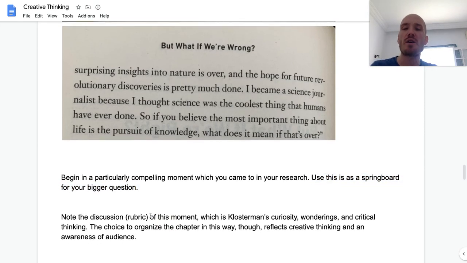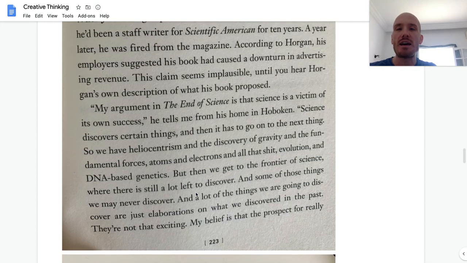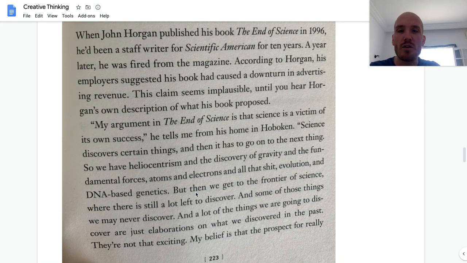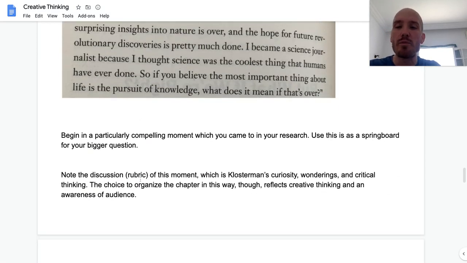Now, I want you to also note in this example the discussion of this moment. You can see Klosterman's thinking, response, reaction, wonderings, curiosity, and critical thinking about what's happening. So he's not just reporting what the writer for the Scientific American said, but his ideas are there. "This claim seems implausible." That's an example of Klosterman thinking about what he's hearing. He's not just reporting it to us. And on our rubric for evaluation, we're calling that discussion and analysis. So you can see an example of what that looks like in Klosterman's writing here.